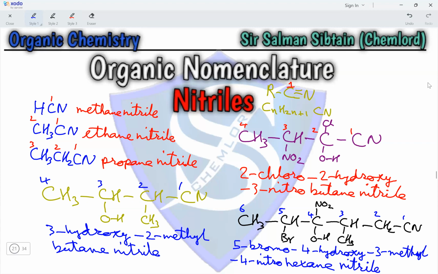And that is how we name nitriles. One more thing we need to remember is HCN is also the compound known as cyanide. So nitriles are also cyanides, HCN being the main compound known as cyanide.